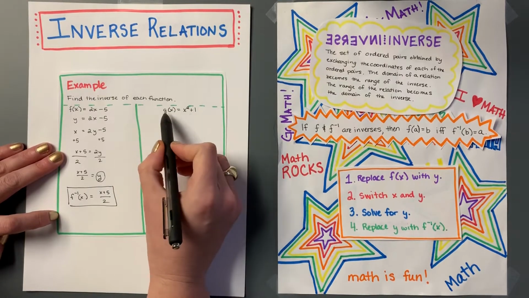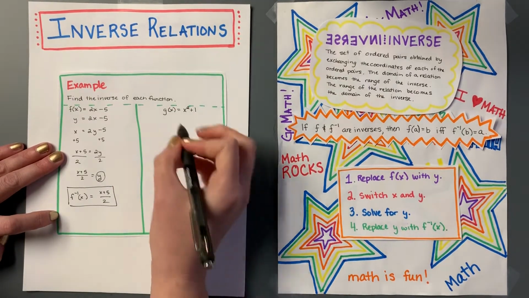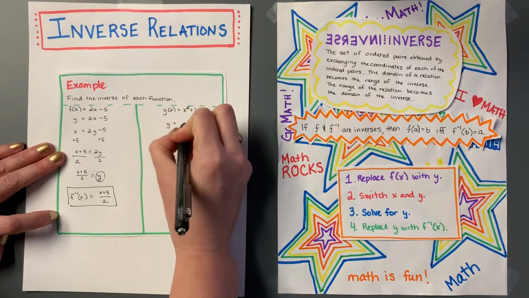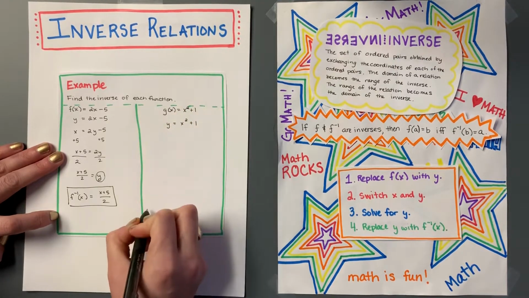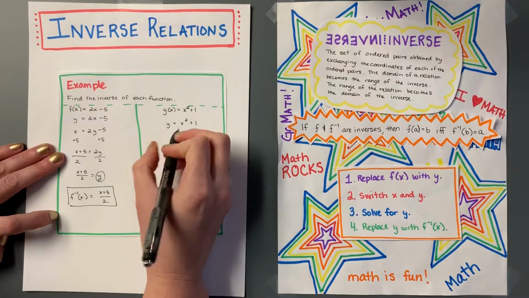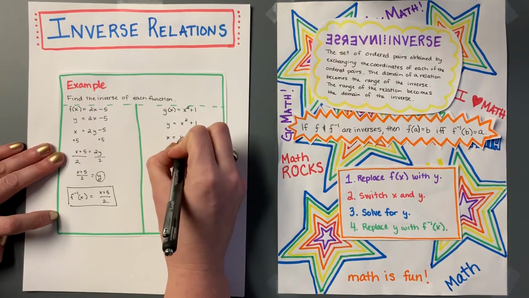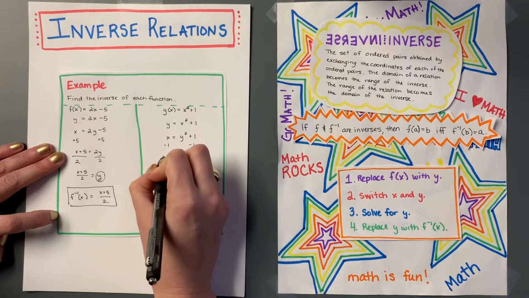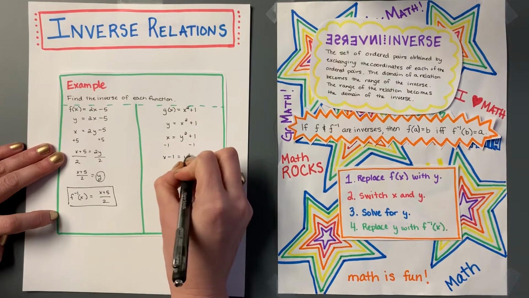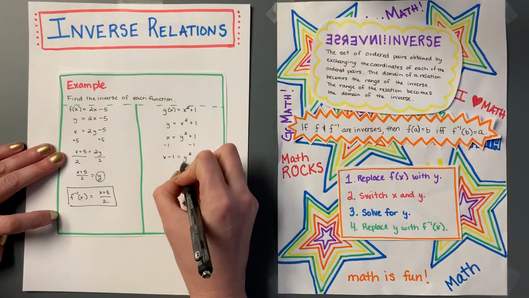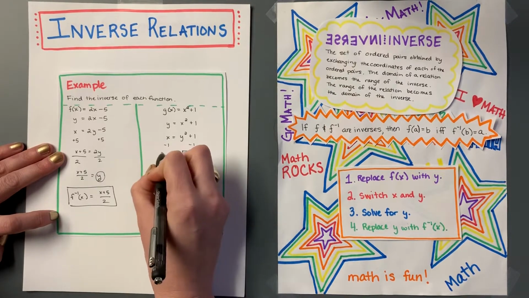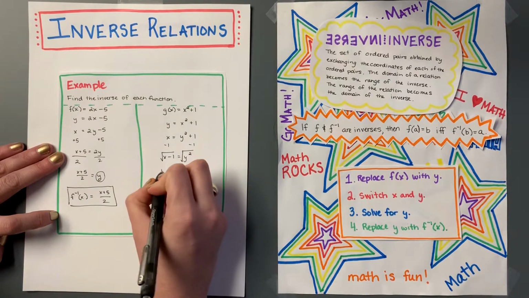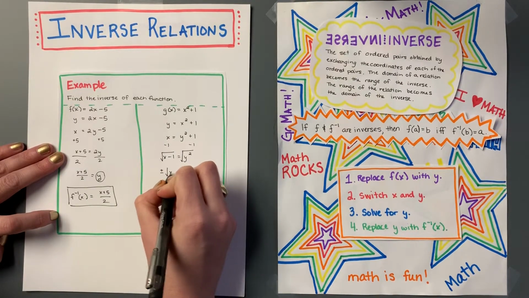Looking at this problem, I have g of x is equal to x squared plus 1. So replace g of x with y. Y is equal to x squared plus 1. Replace all the y's with x's and all the x's with y's. Solve for y. To undo a squared, I'm going to take the square root of both sides. Remember, when I take the square root of both sides, I need a plus or minus.